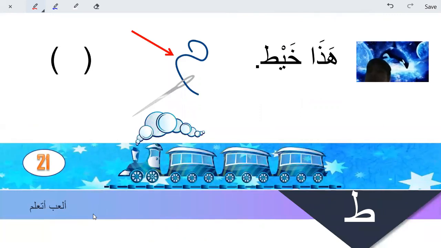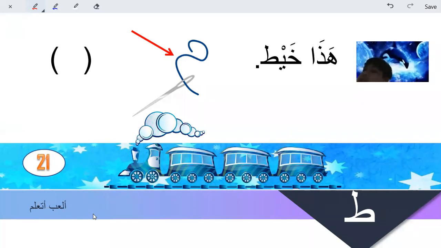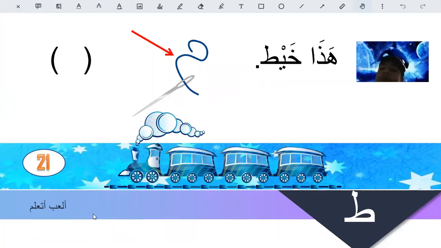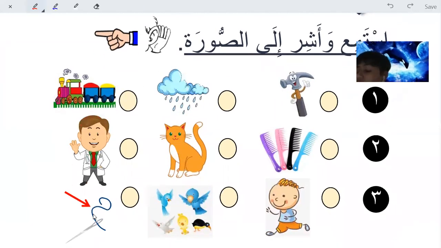Then the cat is sahi. Sahi. Good. Istami wa shir ila surah. Listen and point to the picture.